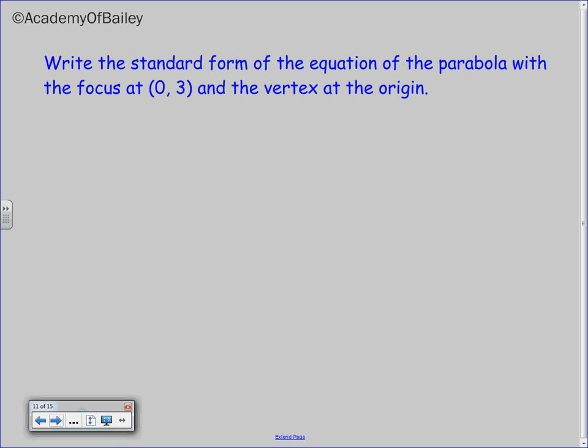Write the standard form of the equation of the parabola with the focus at (0, 3) and the vertex at the origin. If you can do this on your own, pause it, then hit play to watch my solution. First off, plot the focus. The focus is at (0, 3). So right here is the focus, and the vertex of course is at (0, 0), but the parabola is going to open up.